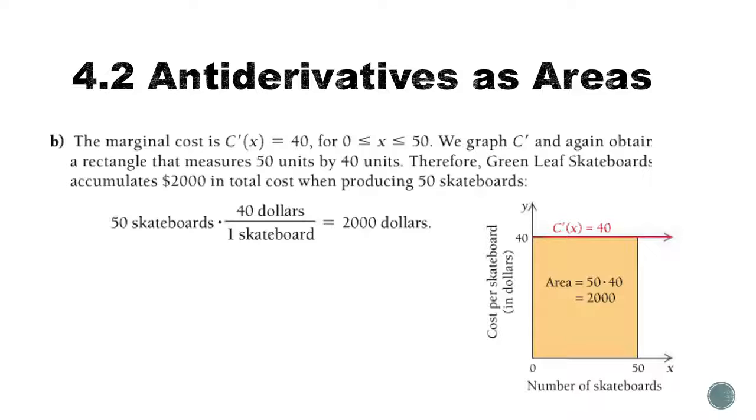And we're going to graph that. So it's going to be a horizontal line. And it's going to go from 0 to 50. And the rectangle that's formed when we graph it for that length of x, the area is 2,000. And you probably already figured that out. Well, if it's $40 per skateboard and they're making 50 skateboards, it must be $2,000. Notice that that is the same as the area under the graph.